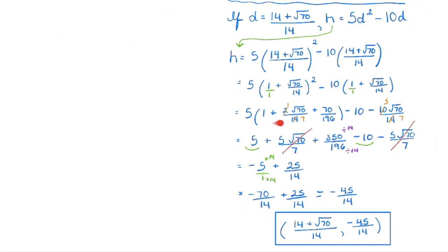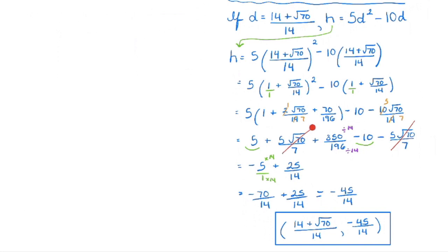I'm going to get rid of these brackets here by distributing that 5 in. So 5 times 1 is 5. This particular one I can reduce. 2 over 14 is just 1/7. So I'm going to have 5 times the square root of 70 over 7. And then 5 times 70 is 350. And the denominator here is 1 times 196, that's 196. And then again, I can reduce this. 2 will divide evenly into 10 and 14. So this is going to also become 5/7 times the square root of 70.